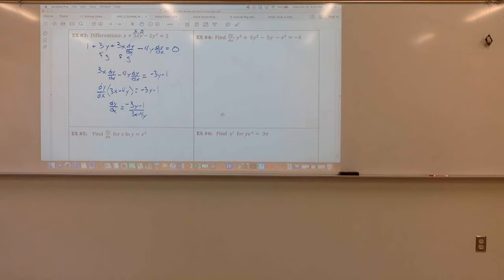We're going to skip those for now. We haven't talked about derivatives of exponentials and logs yet. So we're going to skip those ones for now. That's coming in the next section.